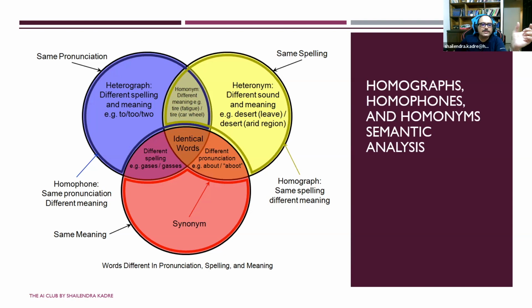Homophone means same pronunciation, different meaning. Homograph, same spelling, different meaning. And then synonym, I think I need not explain synonym. So I think this is pretty confusing. What is homophone, homograph? Might be a little difficult to remember as well.